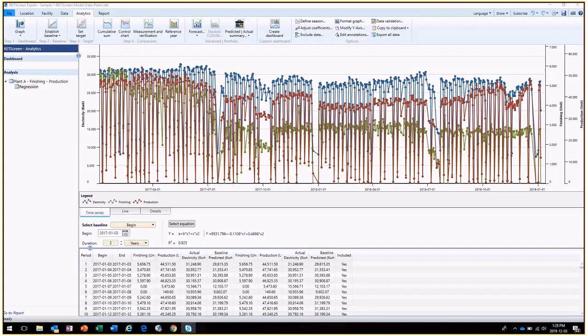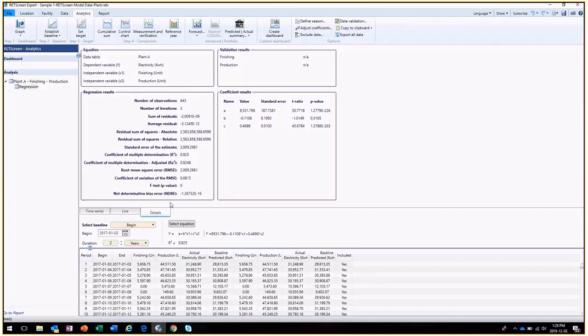Once you have created a model, you can find statistical indicators in the Details tab of the regression model to help you evaluate the quality of your model as a whole and of specific independent variables. Under the Details tab in Regression Results, there are a number of statistical values related to the model. The two key parameters we're going to look at are the R-squared value and the CV-RMSE.